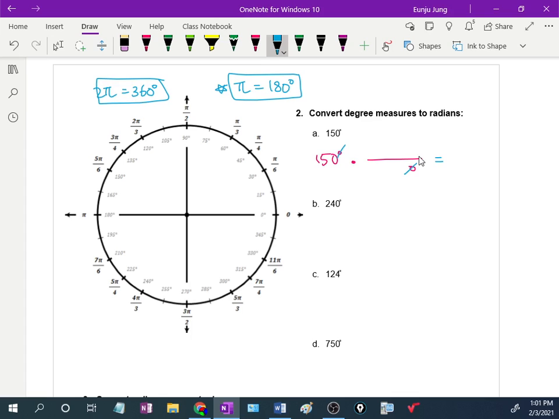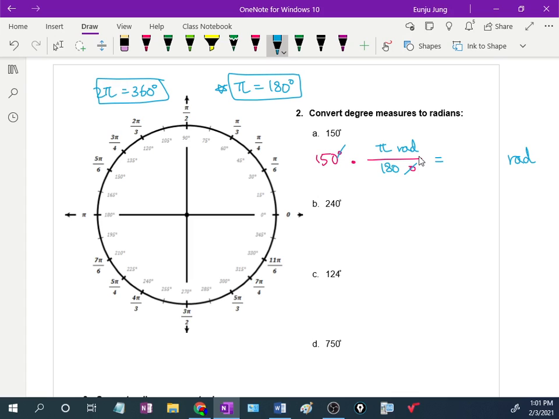What do I want in my answer? Radian, right? So radian must be on the numerator. So which is radian? Pi is radian, right? So pi radian on the top. What's in the denominator? 180 in the denominator. And then we can calculate and we get the radian answer.